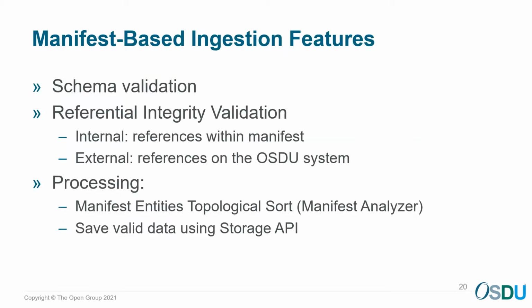The general implemented features of OSDU manifest-based ingestion DAGs are schema validation, which validates the manifest against its definition schema; referential integrity validation, which validates internal references within the manifest and external references already present in the OSDU data platform; and manifest analyzer, which enqueues entities in topological order, which allows processing records while preserving referential integrity, and saves valid data into the storage service via the storage service API.